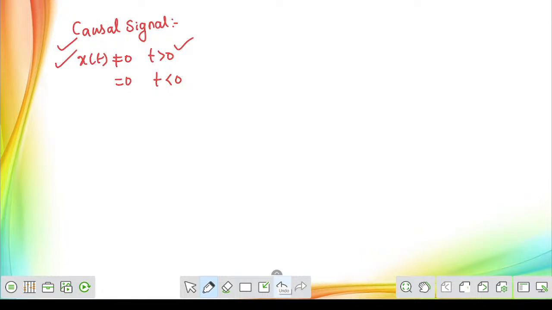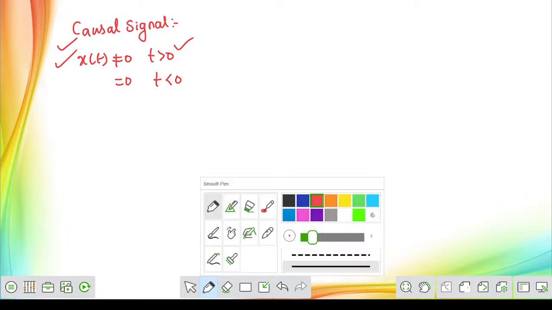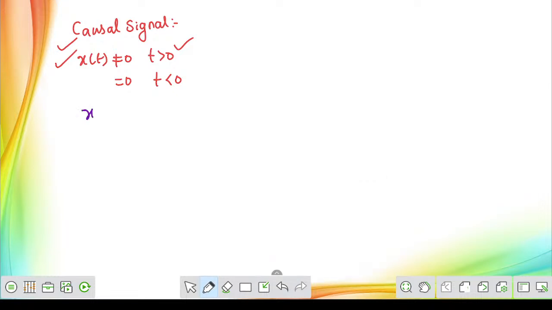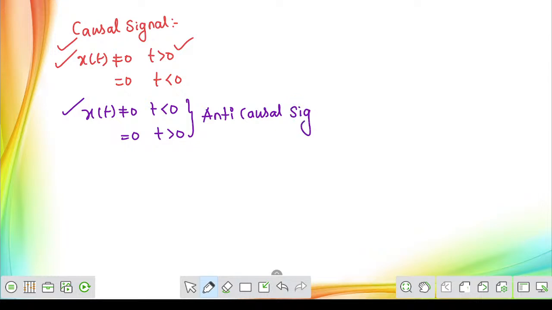Now, which signal is called an anti-causal signal? Anti-causal is the one which is having values only for t less than 0. Now, if you are considering anti-causal signals, if the value of x of t is not equal to 0 only for t less than 0, or it is 0 elsewhere, then this signal is called an anti-causal signal. Understand, sir?